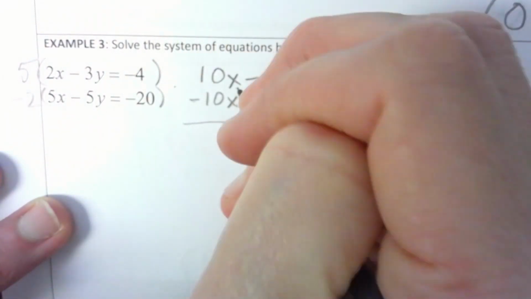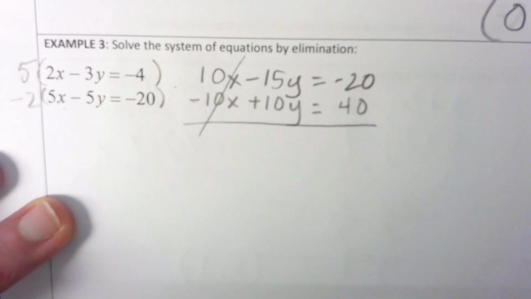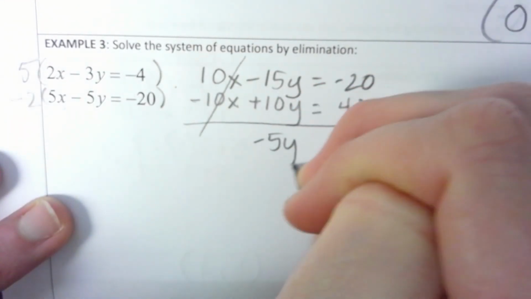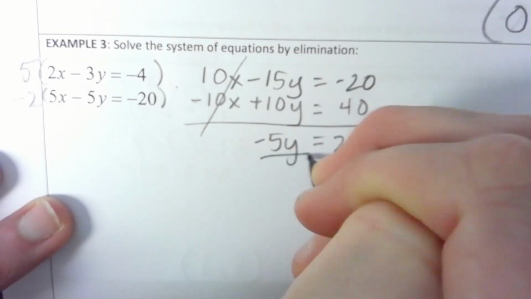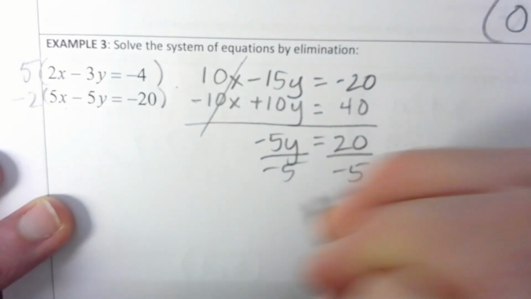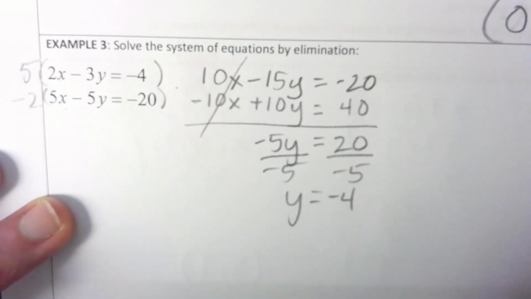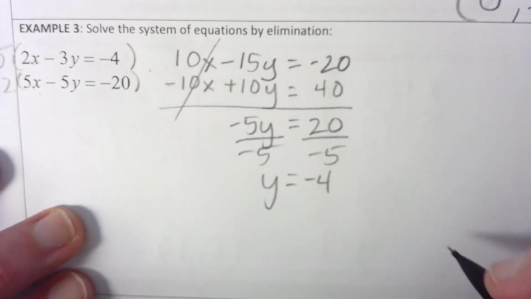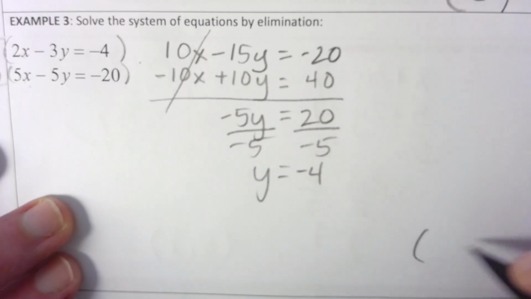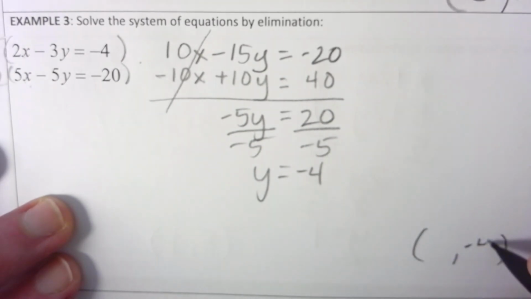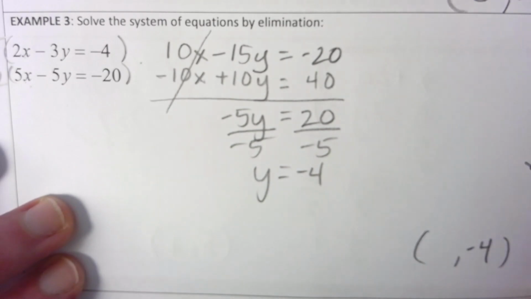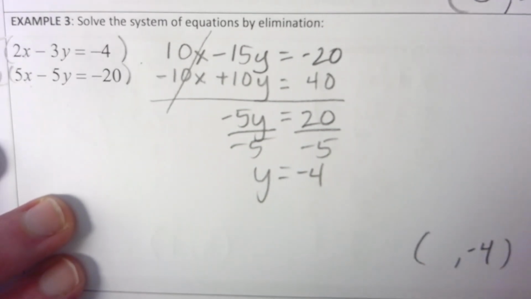Now, when I add these together, these cancel. That was the whole point. And you get negative 5y equals 20. Divide by negative 5, and you get y equals negative 4. Great. We are halfway done. Maybe a little more than half. Negative 4. Okay, now I've got to go figure out x. Use the easier equation.